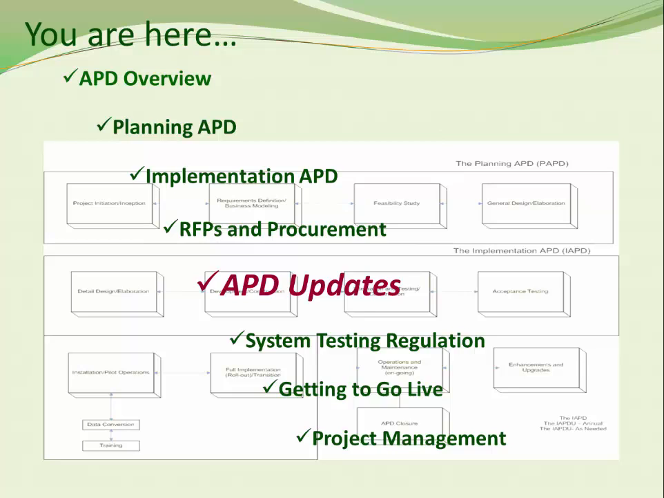This presentation is one of a multi-part series covering the entire advanced planning document process and the rules and guidance for state agencies to get the approval and funding that is needed from FNS to carry out an information system project. This is the fifth module in the series. These modules are best viewed in the order presented on this slide as the APD processes, requirements, and terminology continue to build on each other in later modules.